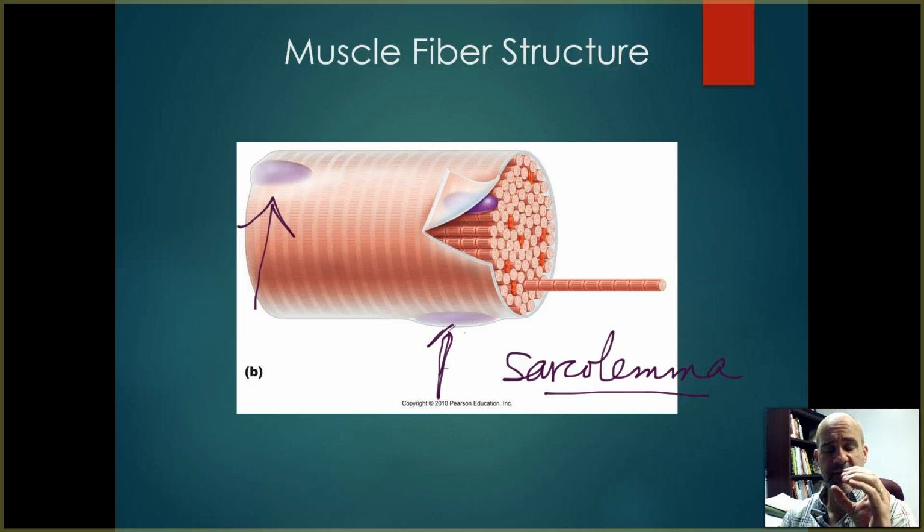So the muscle fiber has its own cell membrane. That's the sarcolemma. Outward from there, you have the endomysium. These things that look like little candy cigarettes or something that are coming out of the muscle fiber here, each of those is a myofibril.